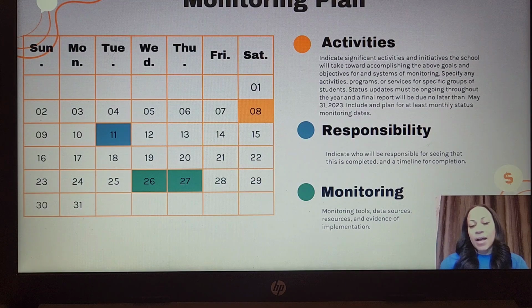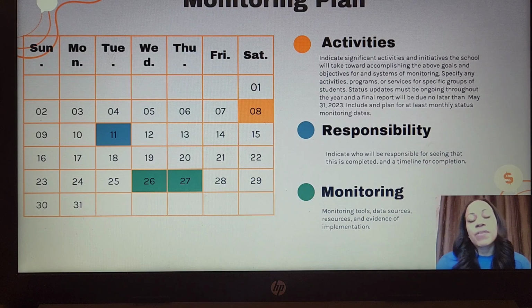Now that we've identified the specific goals and objectives for Keller Middle School, we have to talk about how we're going to monitor those goals and objectives. The first thing we will look at is what activities or building initiatives are in place. Keller Middle School will have a monthly school improvement team meeting in which the stakeholders of the school will complete a spreadsheet and upload and put dates, specific dates, for all the activities that they have taking place in the school.